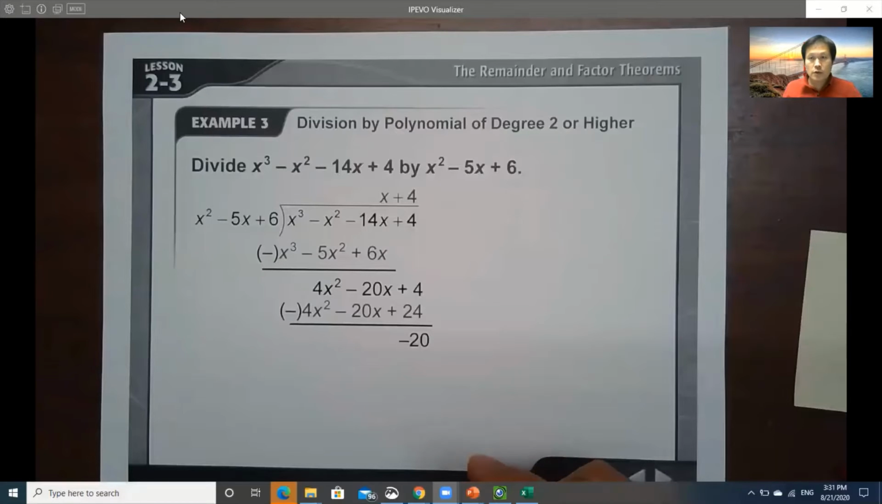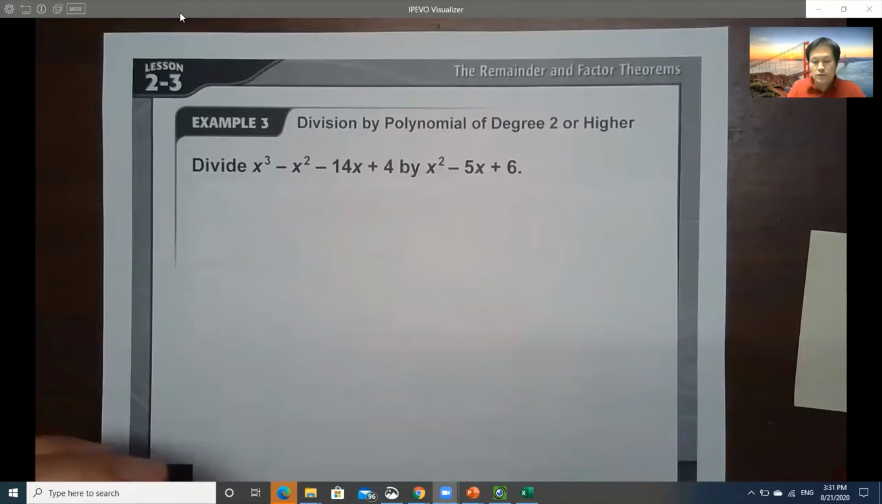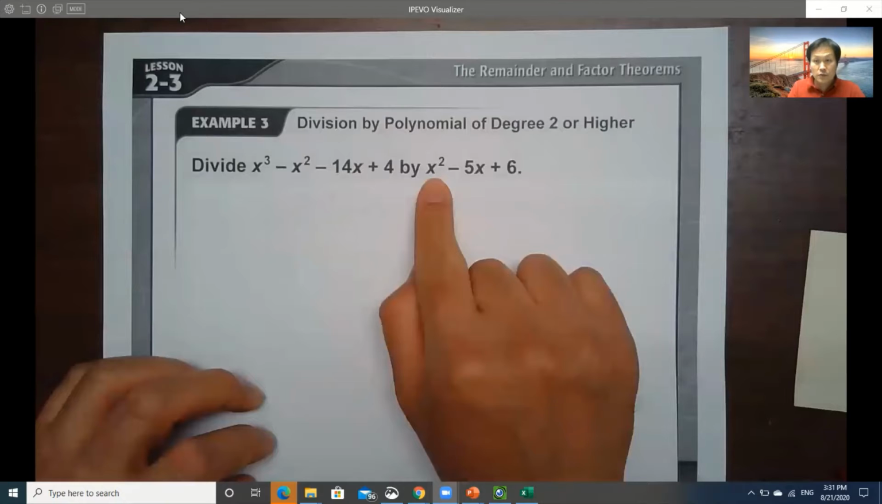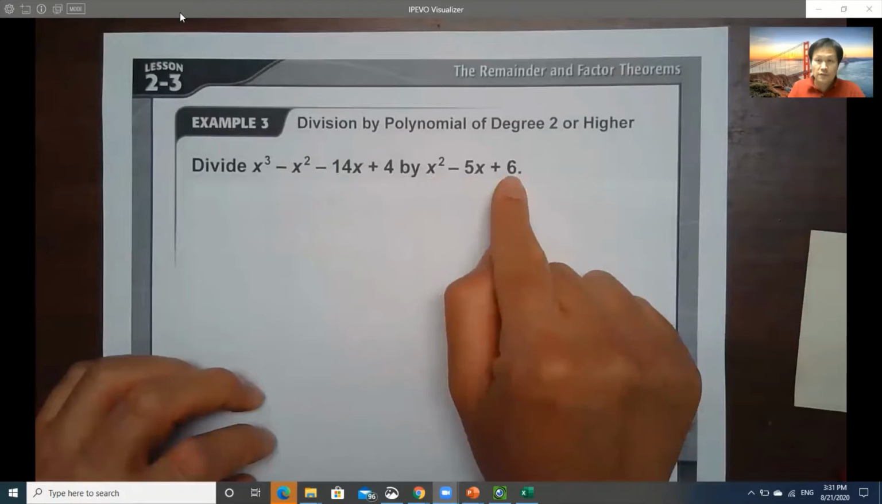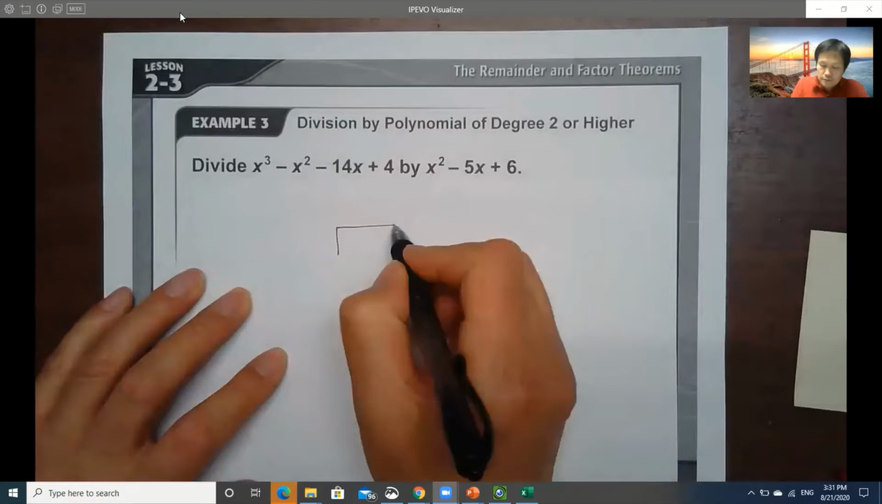Okay, 2.3 part 2. I showed you a couple long divisions prior. This one is a long division, only the difference is we have a trinomial, 1, 2, 3 terms for the divisor. Let me show you exactly the same work.